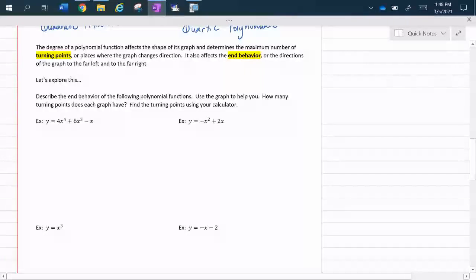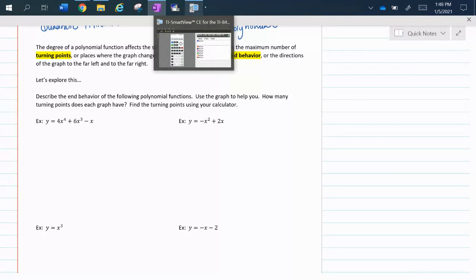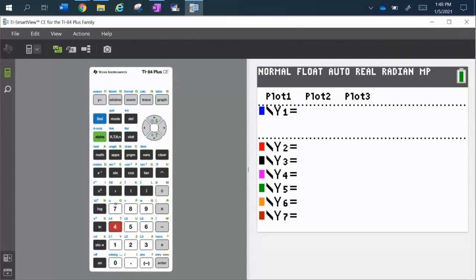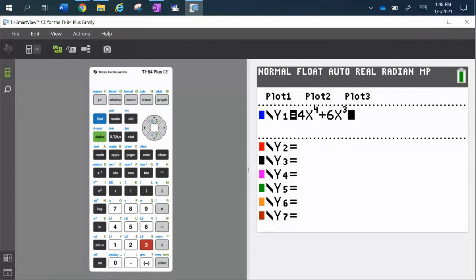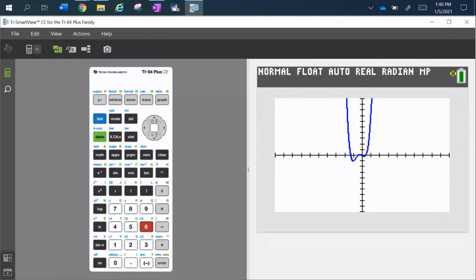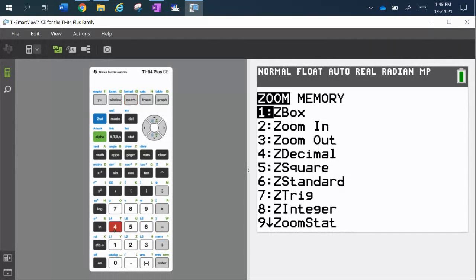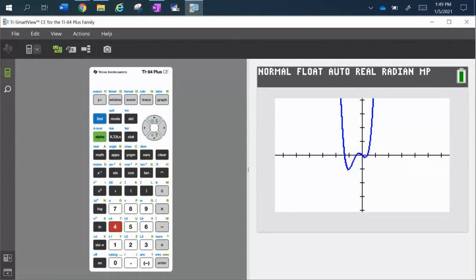So I'm going to put in 4x to the 4th plus 6x cubed minus x. 4x to the 4th plus 6x cubed, look what I did, 4x to the fourth plus 6x cubed minus x. Okay, so I'm going to start in my standard window. And I see, let's see, maybe we'll zoom in a little bit. So I'm going to press zoom decimal, zoom 4. Okay, so now I can see a good picture of this graph.